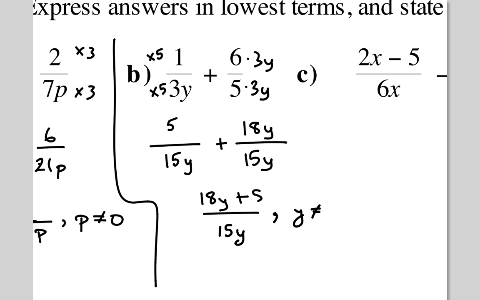Y can't be 0. Is there a GCF for 5 and 18? No. Y cannot be 0. Good. Next.